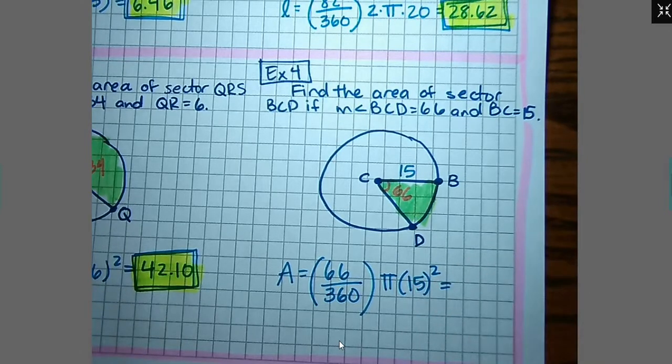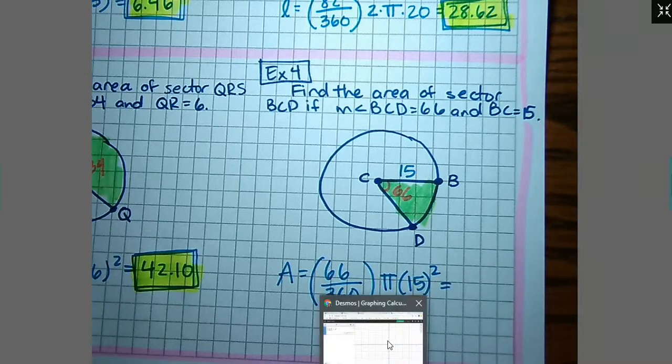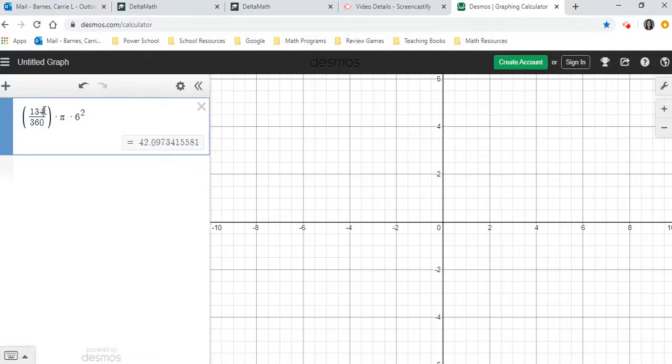So again, I'm just going to type this straight into Desmos since it is a calculator and figure this out. So I'm going to type in 66 divided by 360 and then change this 16 to a 15. And there's our answer. So it's going to be 129.59, and the 0 doesn't do anything, so it's just going to be 129.59.